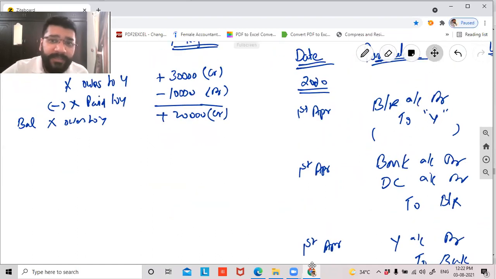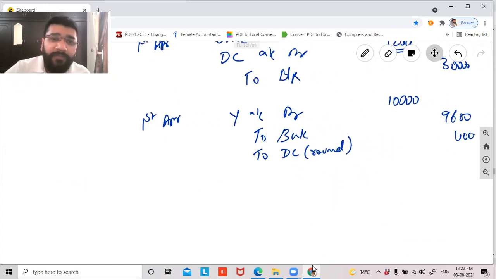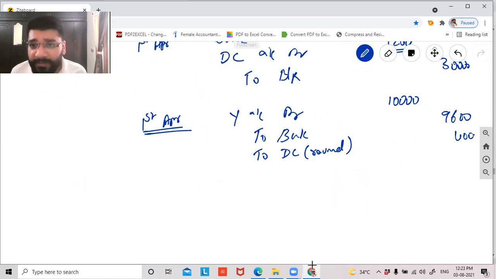This is the entry I just did now. Out of 30,000, 10,000 has been settled. So the balance 20,000 has to be settled. So after this entry, guys, the balance which X owes to Y is 20,000 rupees. Any problem in this?